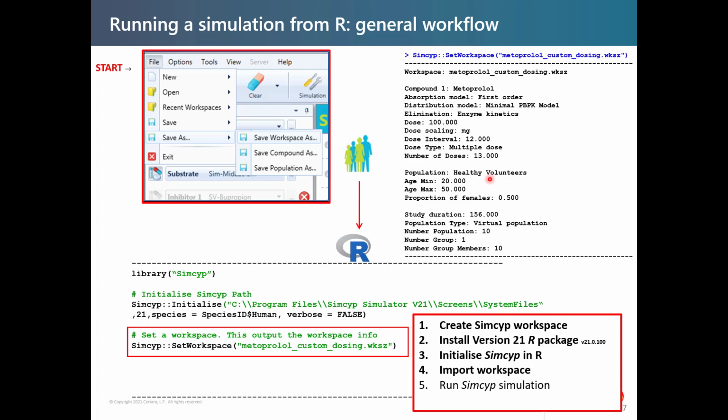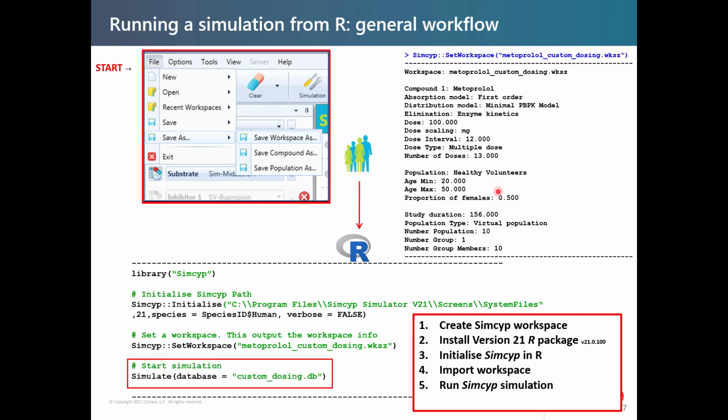After you've imported your workspace, you can now run a simulation. To run a simulation, we use the function called simulate, and within this function, you then need to specify the database file name. So once we've run this function, for example, a database file called custom dosing will be created within the folder that you're working in.